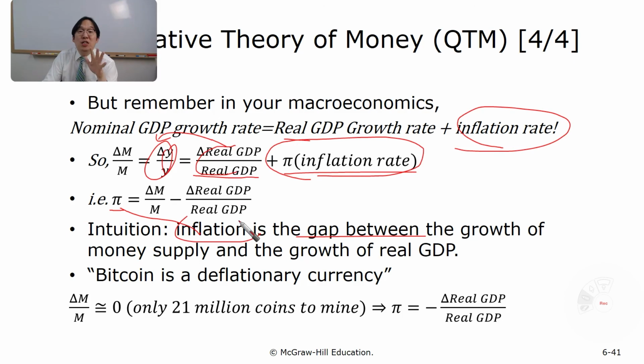Holding real GDP growth constant, right? Let's say they don't change. This is zero. Only you print more money, then inflation will take off. Okay. And then another thing is, number two, even if you print a lot of money, if the real GDP grows very fast, right? Very fast, then what happens? Inflation is nothing to worry about.